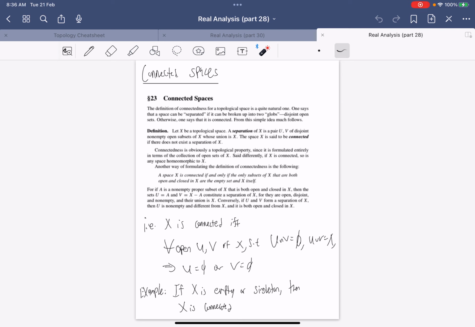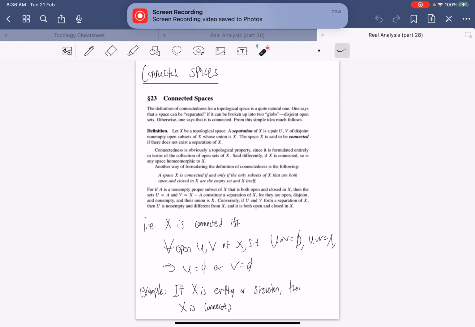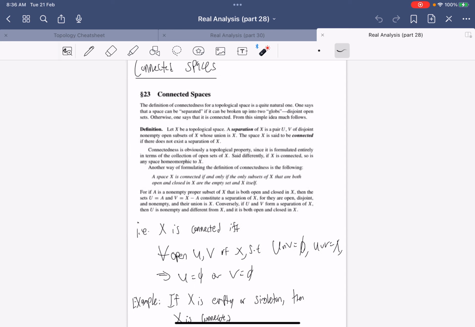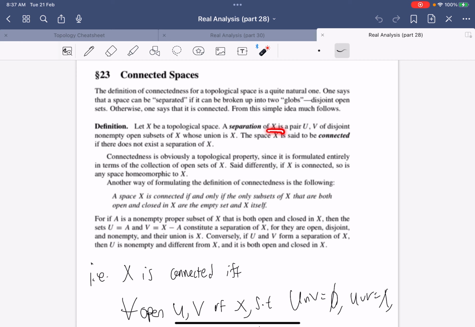Hi, in this video, I'll be talking about more topological properties of spaces, and this time we shall go through what connected spaces are. Connectedness is the opposite of a separation. We define a separation of X as a pair of open disjoint sets such that the union is X. And X is said to be connected if there does not exist a separation.